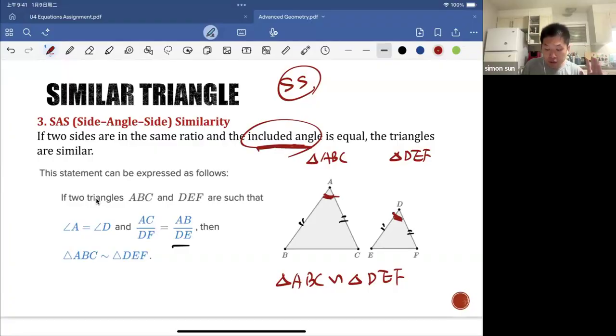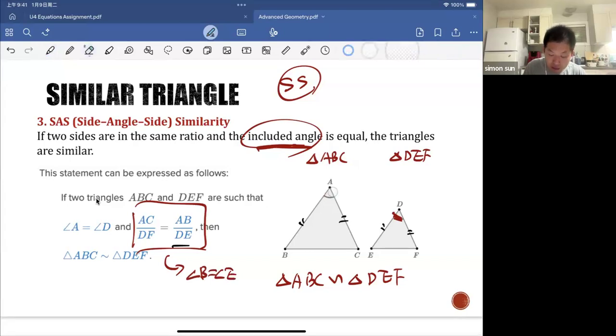For example, if the given information here is this one, AC over DF is equal to AB over DE, and another information here is angle B is equal to angle E. It's not angle A equal to angle D anymore. It's angle B equal to angle E here. Then you cannot get this one. Only if the included angles are the same, we can say the two triangles are actually similar. Any questions?